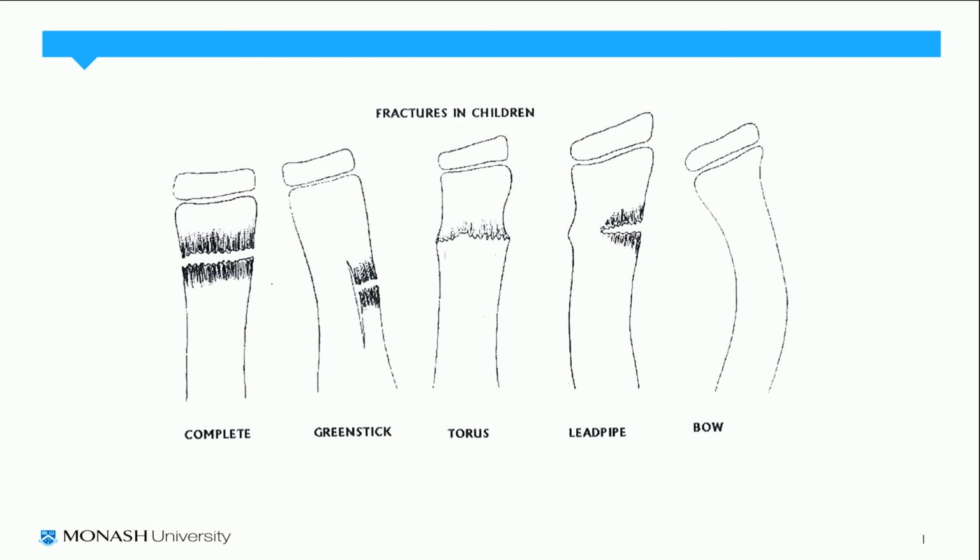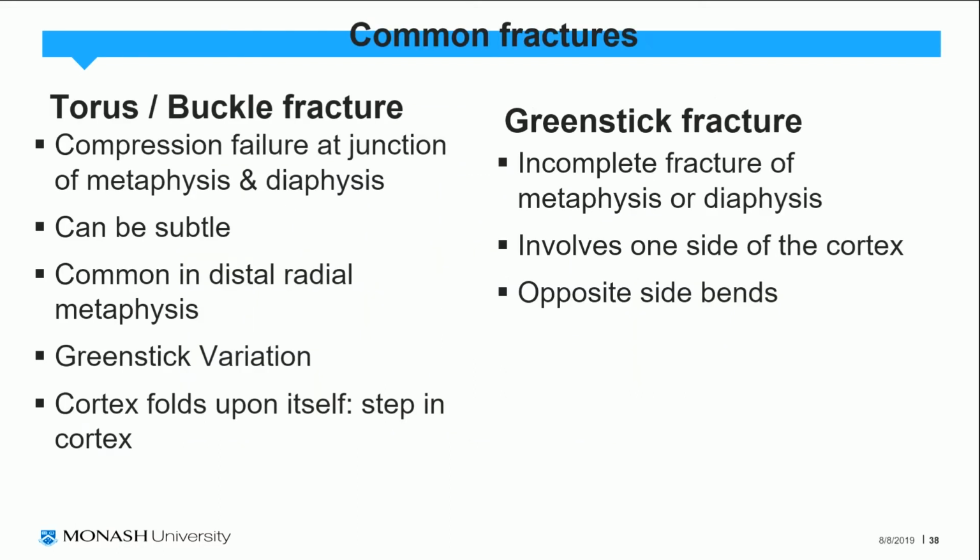So here are a few examples of pediatric fractures. You could have a complete fracture, where you have a break in both cortices, or a greenstick, where there's only a fracture on the one side, or a torus, where there's a bulge but no break in the cortex. And then you have a lead pipe, where there's a bulge and also a fracture on the one side, and then bowing of the limb.